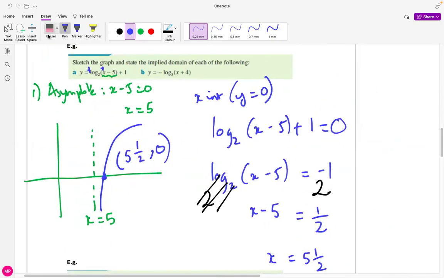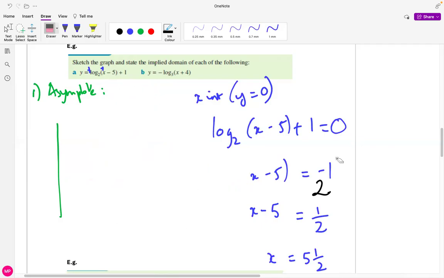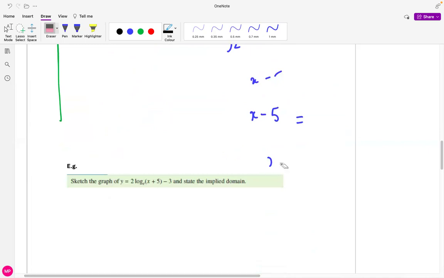All right. For B, we're going to do the same thing. Okay, but this time they do have a reflection, a negative, so the shape will change around.